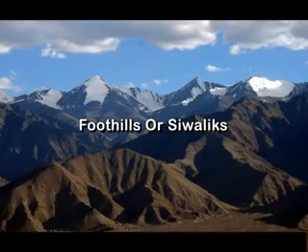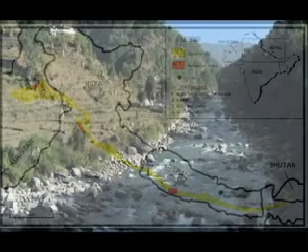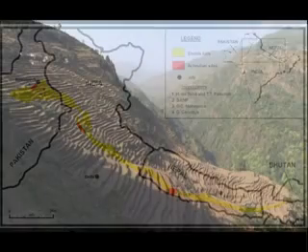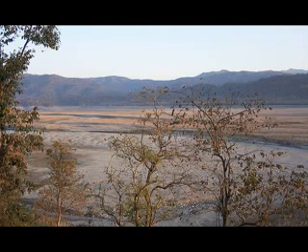Foothills or Shivaliks. These ranges are formed from the deposition of materials brought down by the rivers which rise in the Himalayas and flow through these ranges. In these ranges, there are many narrow plains called dunes. For example, Dehradun.